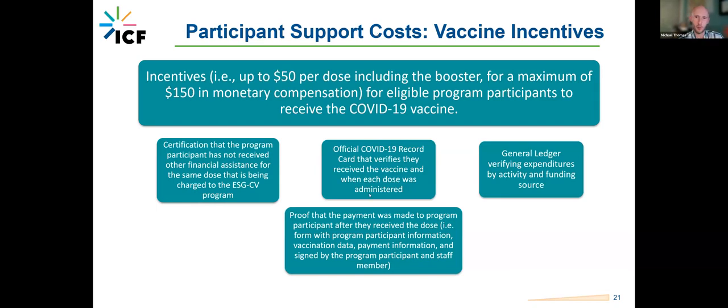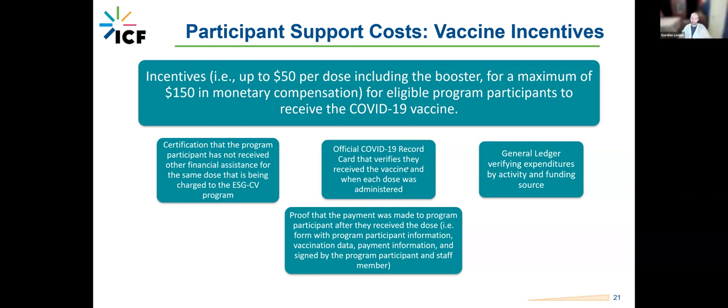So again, we need to see those costs reflected in your general ledger, and proof that the payment was made to the program participant after they received the dose. So in other words, the form with program participant information, vaccine data, payment information, and signed by the program participant and staff member. So again, we're talking about proof that it was made to the program participant after they received the dose of the vaccine. So the date is going to be the key thing there.